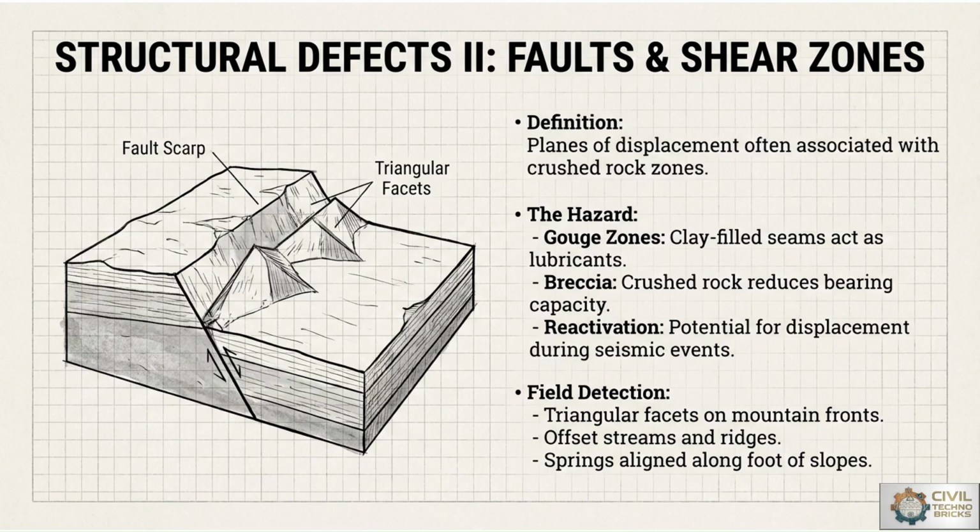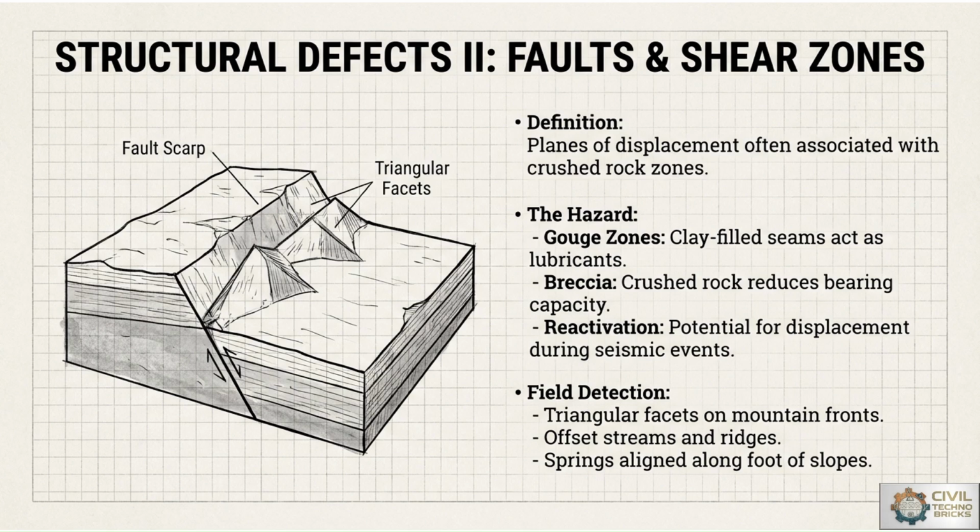The second type of defect is related to faults and shear zones. So fault scarps and triangular facets. The definition is planes of displacement often associated with crushed rock zones. Basically, fault planes divide the existing tectonic plates, or we can say they shuffle the tectonic plates in upward and downward directions. Due to that, the major hazards come into the picture with reference to the shear zones.